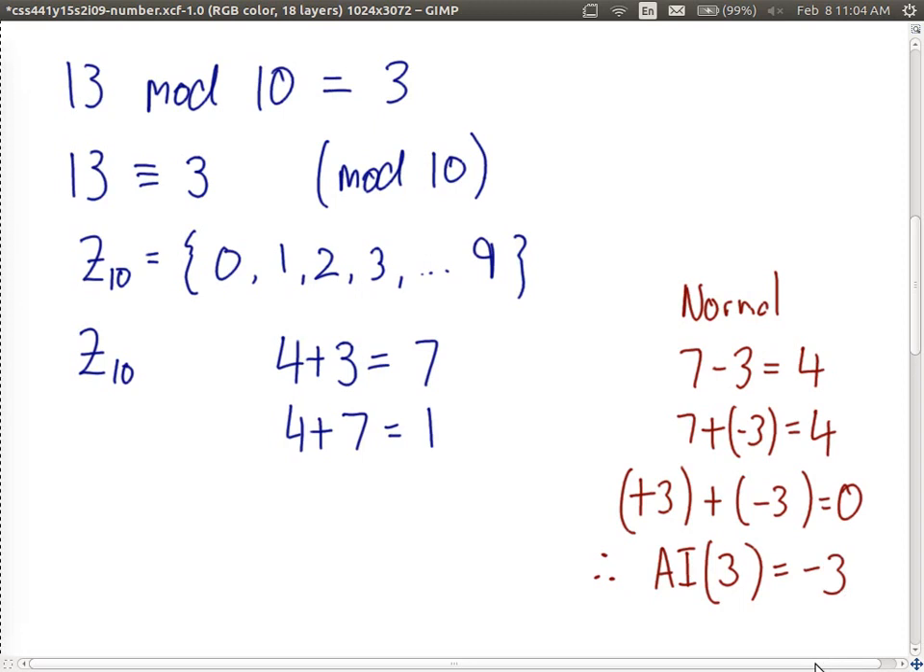The point being is that we don't need to do subtraction, we just do addition. Subtraction is addition plus the additive inverse. So we need to find the additive inverse to do subtraction. That's normal arithmetic. Let's return to Z10, everything mod 10.